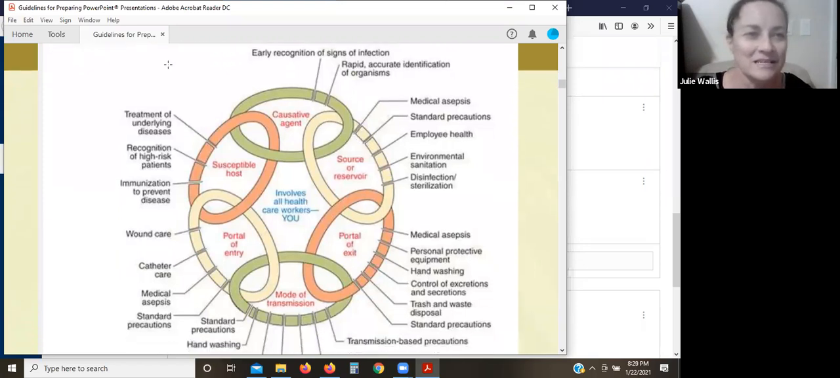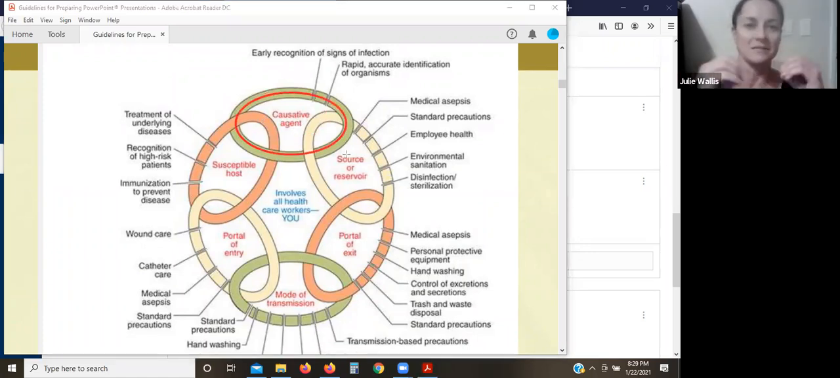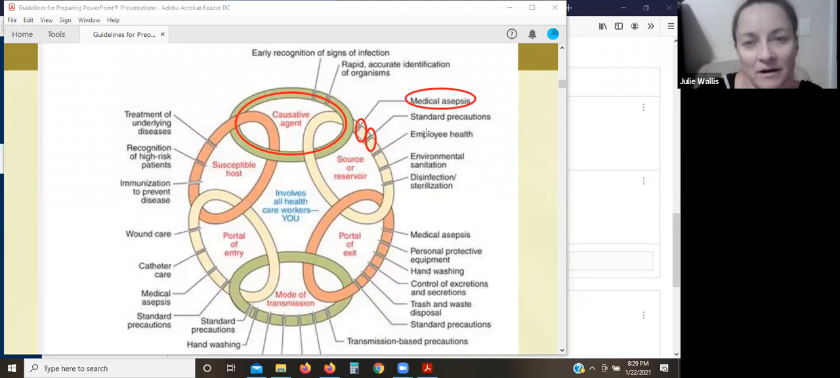So this is the chain of infection, and it shows the major links in the chain, which are the things we need to keep intact. Each of these little breaks is where you can have breaches in the armor or breaks in the system, so you want to be aware of all the different components related to each one. The first one here is the causative agent.